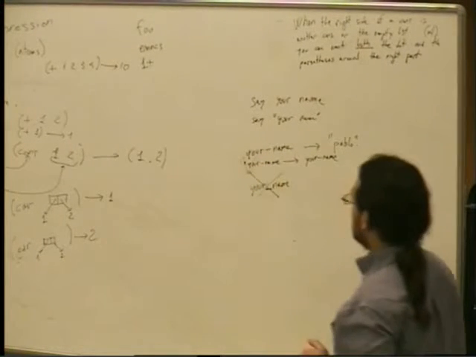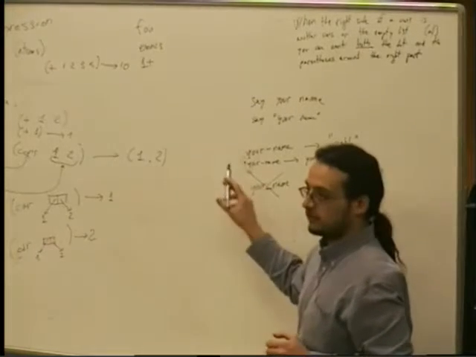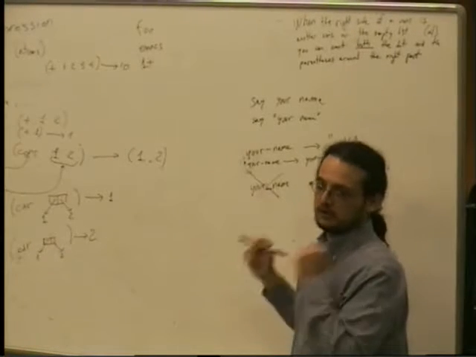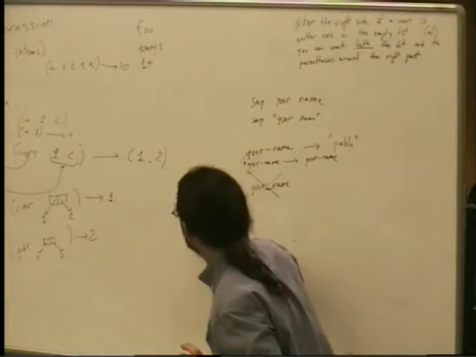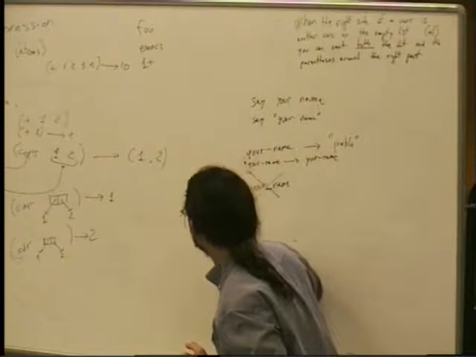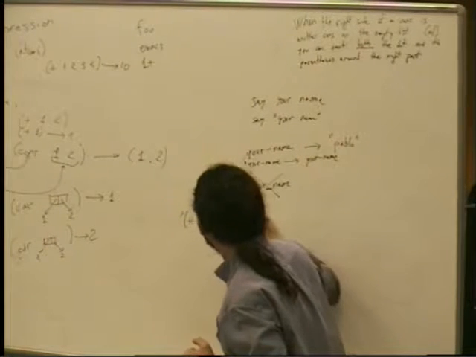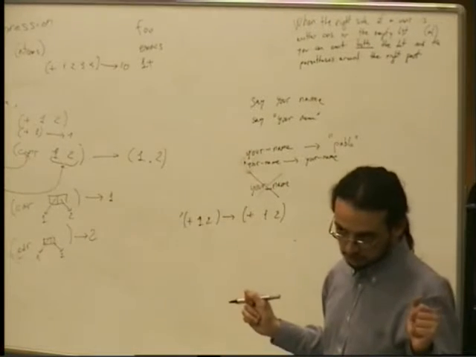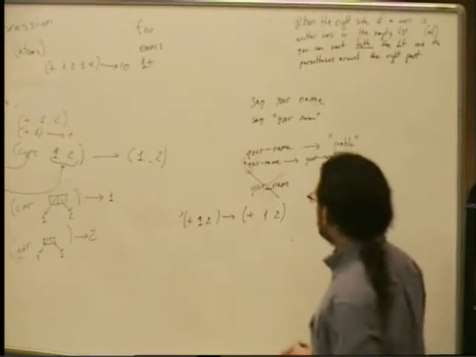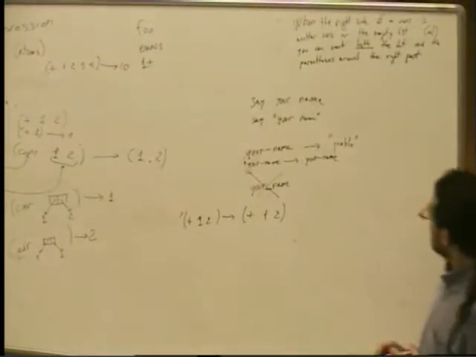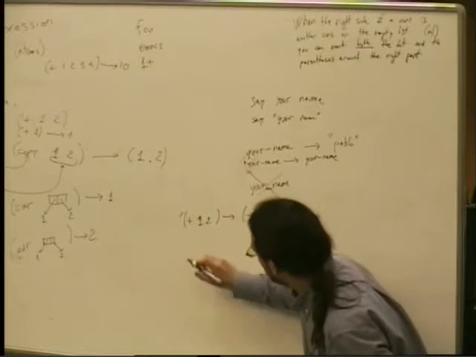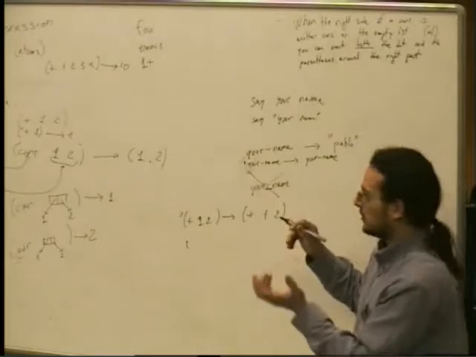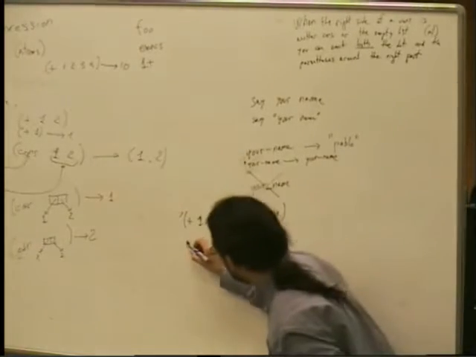Okay? So you can just write a quote before an S expression, and you get the S expression itself, not interpreted. So if I write quote plus 1, 2, the result will be plus 1, 2. Good? Very simple. So let's say that your-name is Pablo. And let's write a slightly different thing. I use a back quote now. Okay? It's the quote with the other orientation.